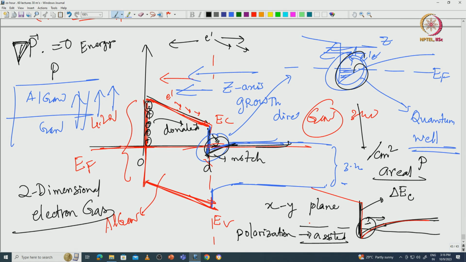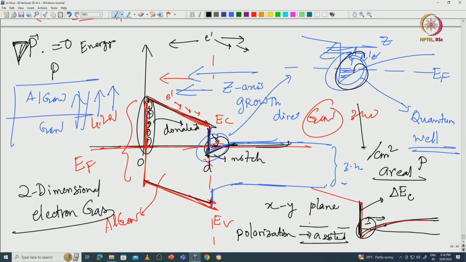The source is still the surface donor ions, or maybe remote impurities or background impurities, whatever it may be. The source of electrons is not polarization. Polarization has assisted in the formation of your 2 dimensional electron gas. But again, without polarization you will not get the 2D electron gas even if you have surface donors. You see this field here.